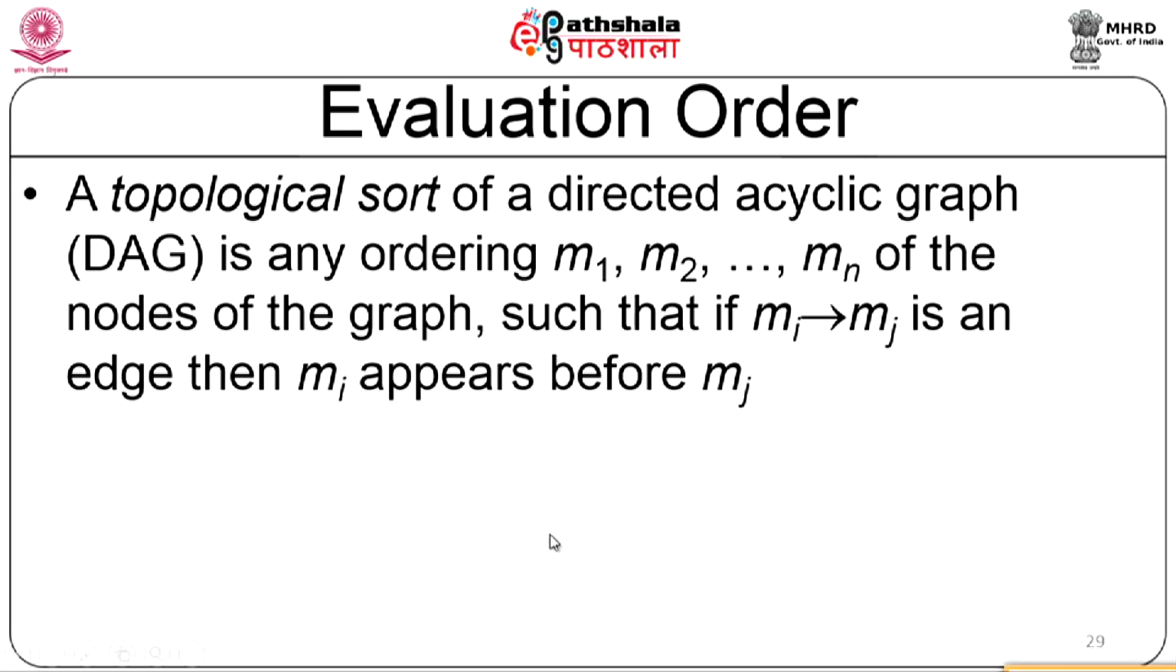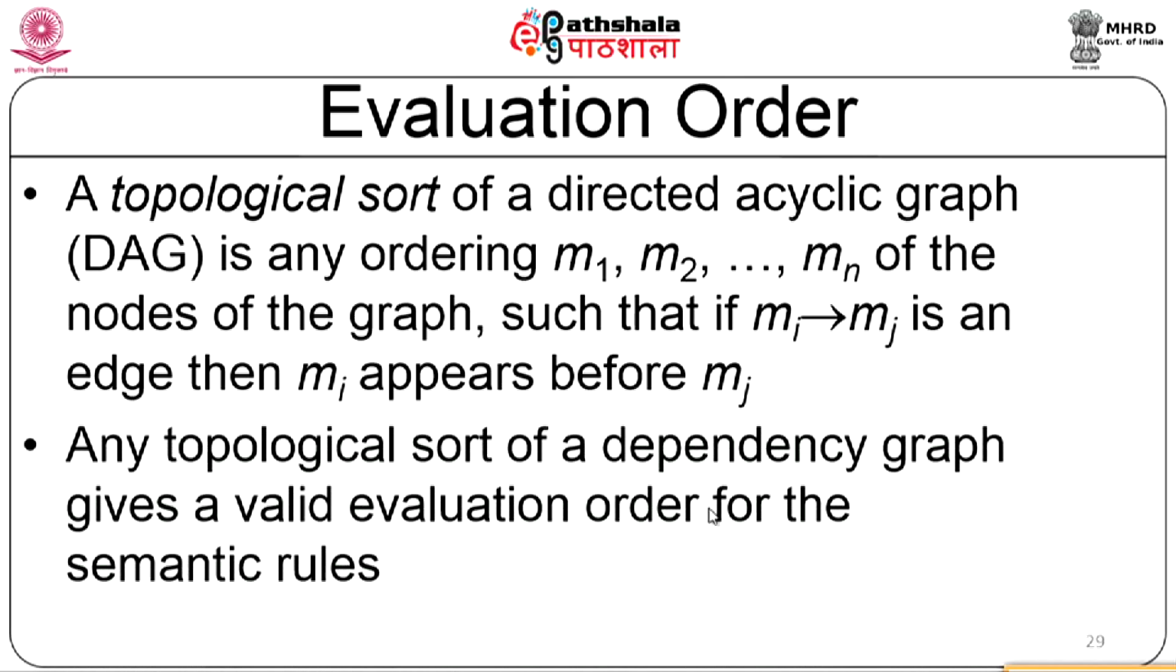To properly put a definition, it is a sorting on a directed acyclic graph, in any ordering M1 to Mn of the nodes of the graph, such that if there is an edge from Mi to Mj, then Mi appears before Mj. So, when I have Mi first and then Mj, I have to say Mi first before Mj. Any topological sort of a dependence graph gives a valid evaluation order for the semantic rules.